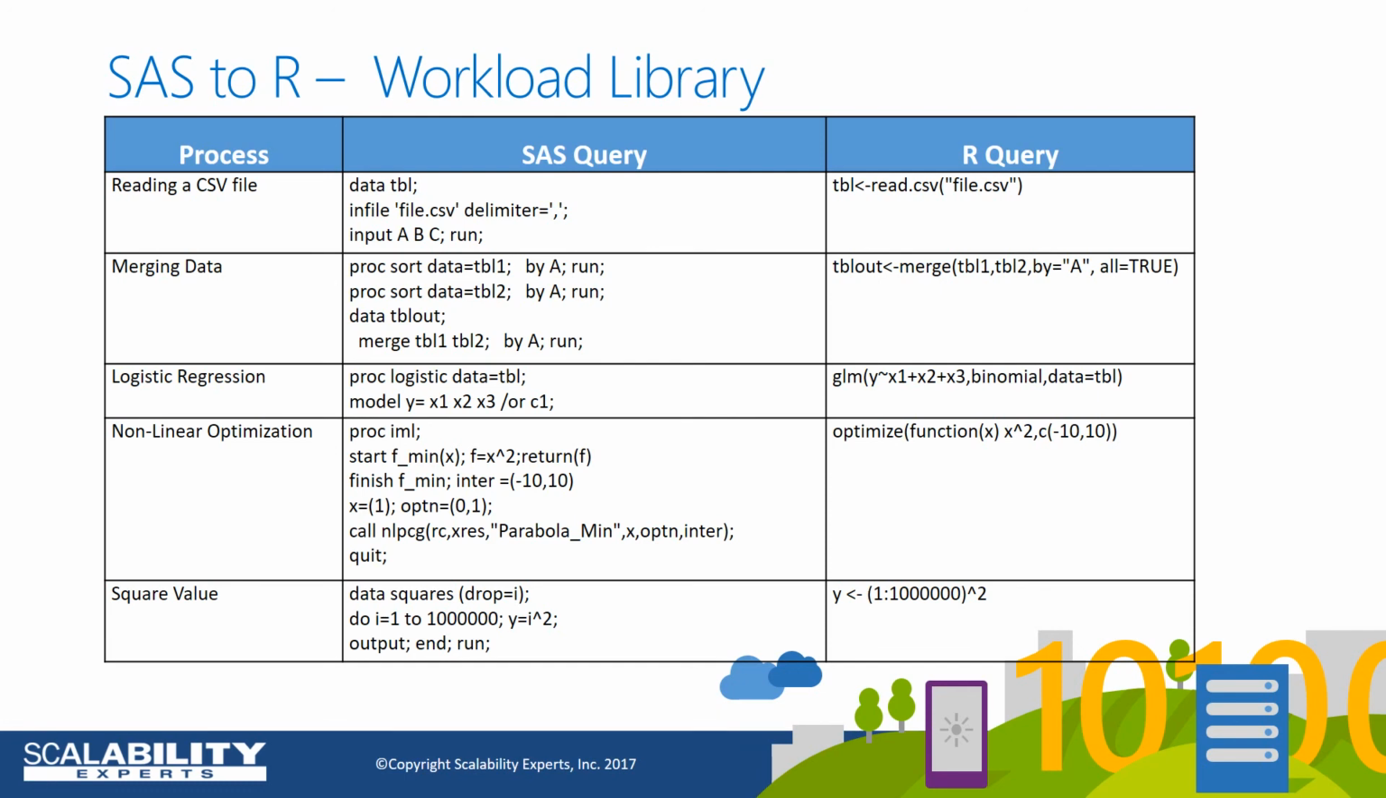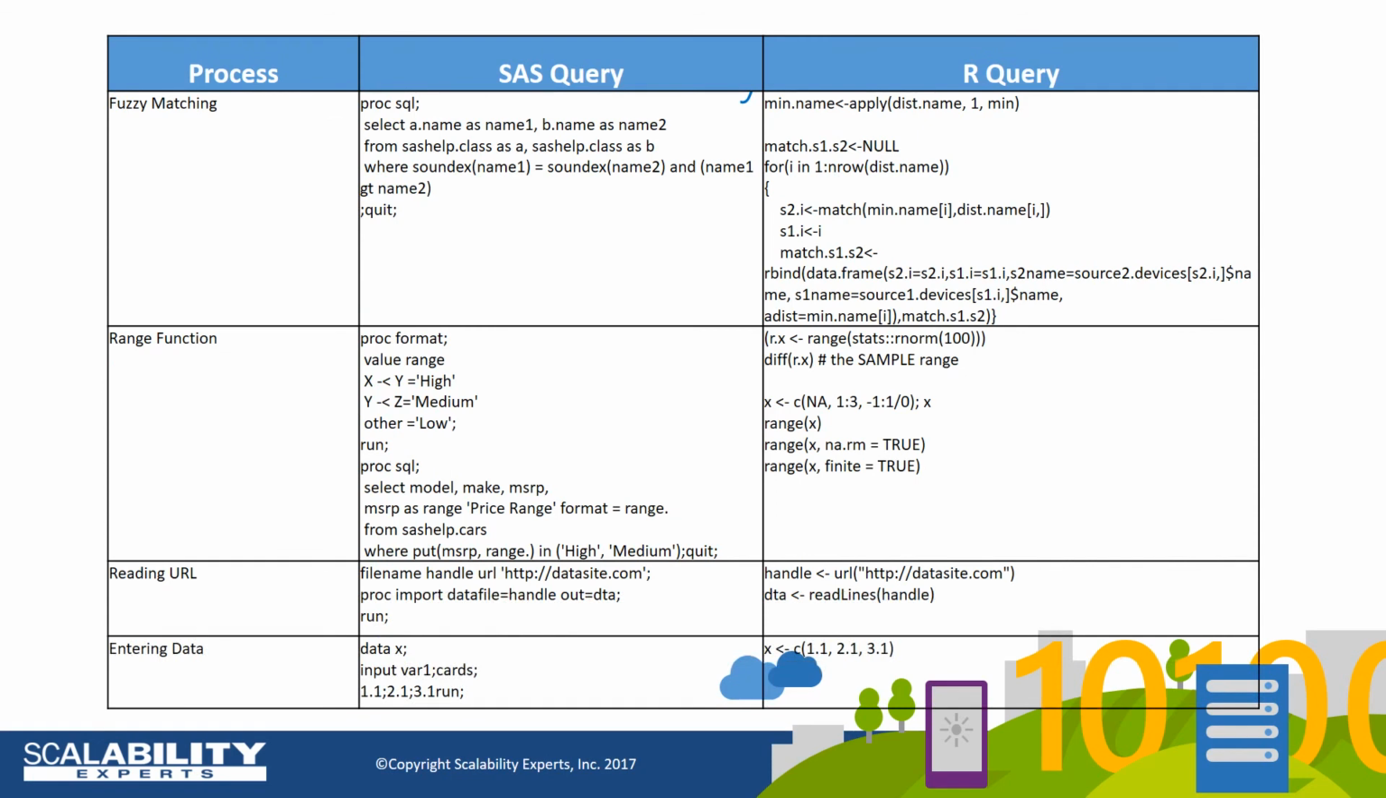So to go over some more routines, here I've shown as examples fuzzy matching, range function, reading URL, and entering data. Fuzzy match in SAS query is kind of a join between, let's say, two data sets. SAS help comes with a sample data set, SAS help.class, and then there is another class B. We're just doing a join here to find if soundex name one matches. That's the soundex function within SAS.